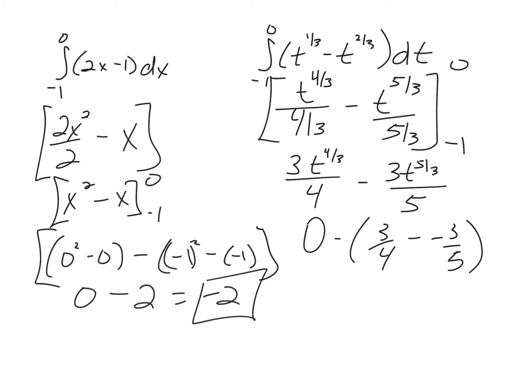We subtract them, there are two subtraction signs, so it becomes addition, and if you get a common denominator of 20, you're going to end up getting 27 over 20. 0 minus that, so it's going to be negative that.